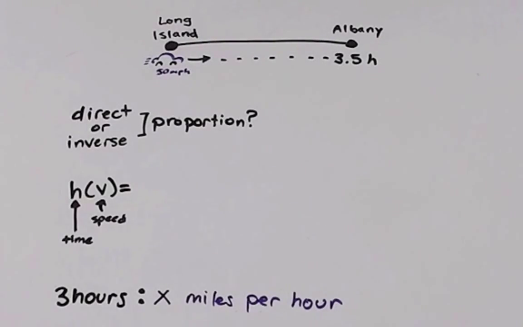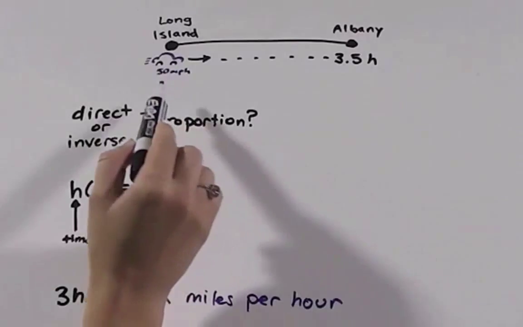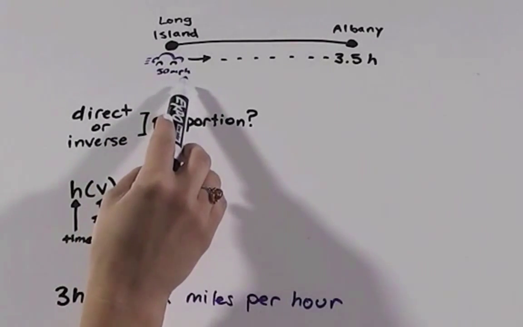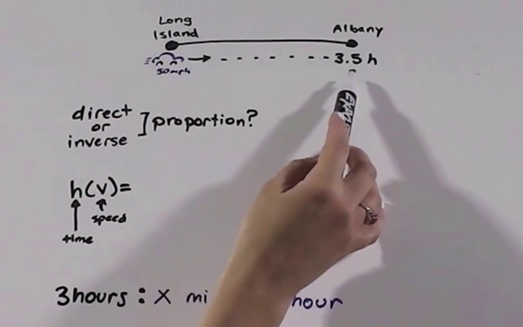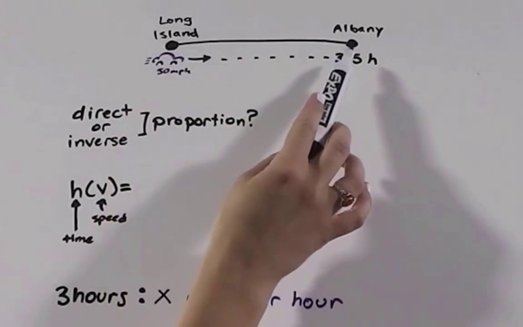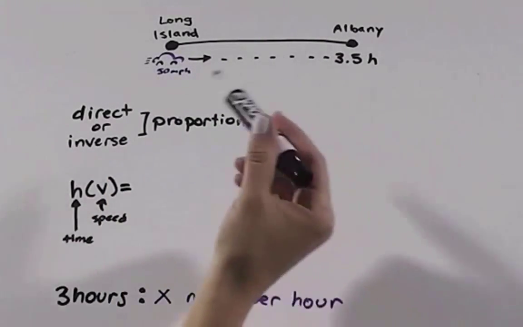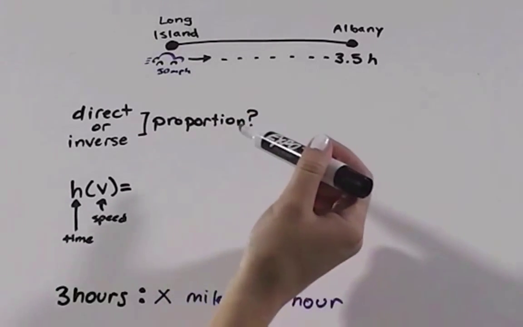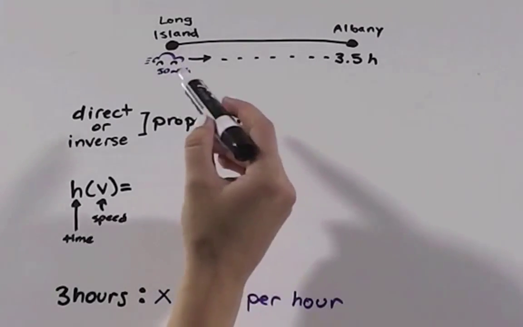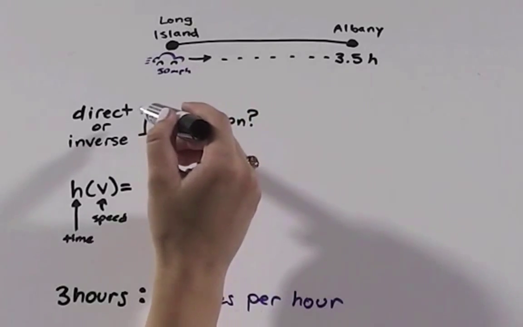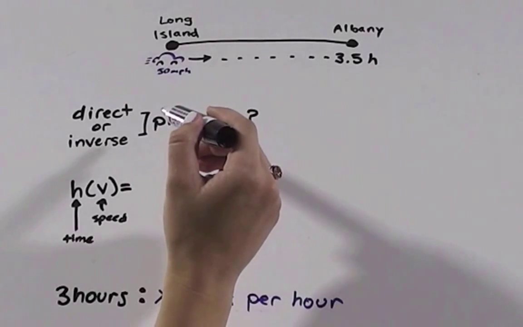Guys, question 7 from the quiz on the pre-calculus part asks us: if we know that at 50 miles per hour it takes 3.5 hours to get from Long Island to Albany, answer the following 3 questions. 1. Is the relationship between speed and distance directly or inversely proportional?